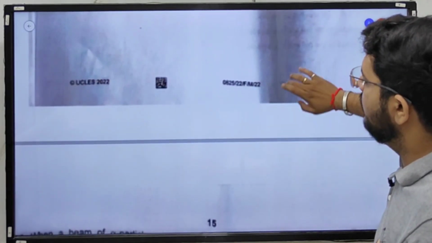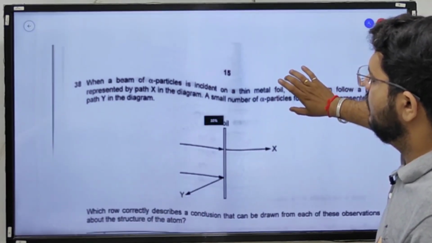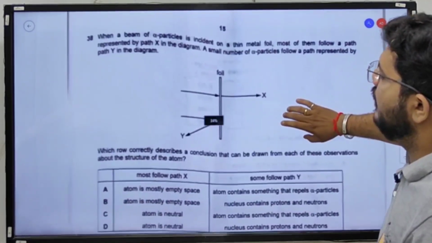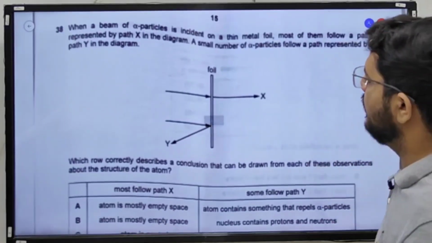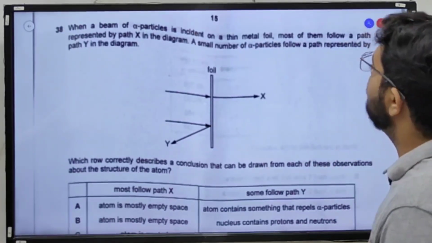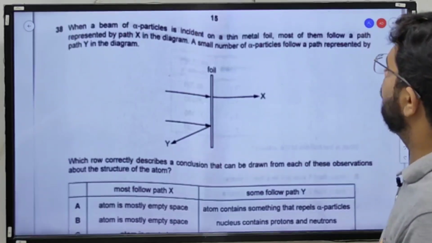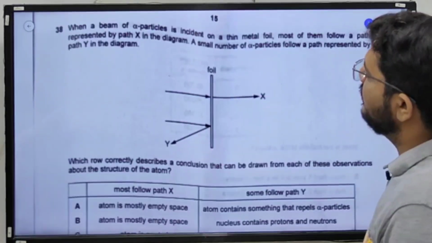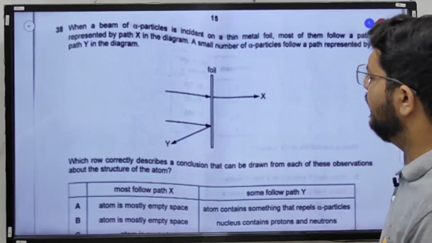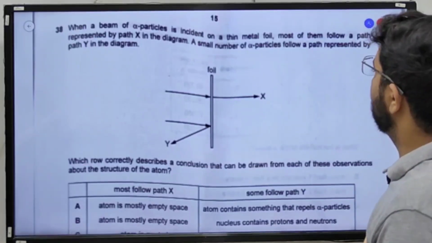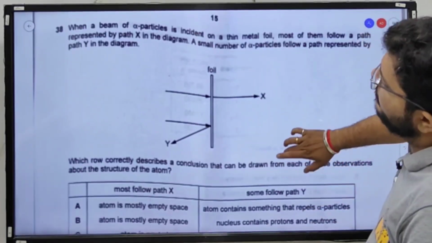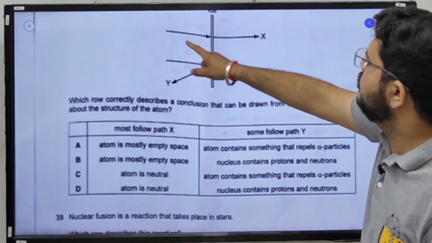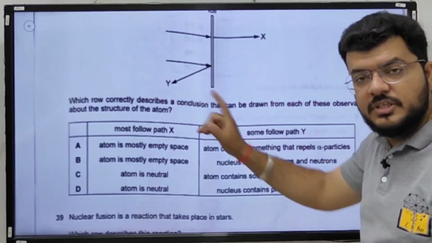Question number 38. When a beam of alpha particles is incident on a thin metal foil, most of them follow a path represented by path X in the diagram. A small number of alpha particles follow a path represented by path Y in the diagram. So most of them take this path, some of them this path, right?